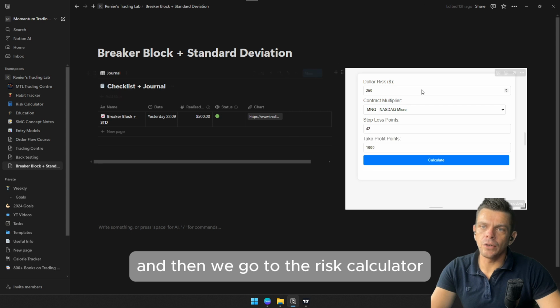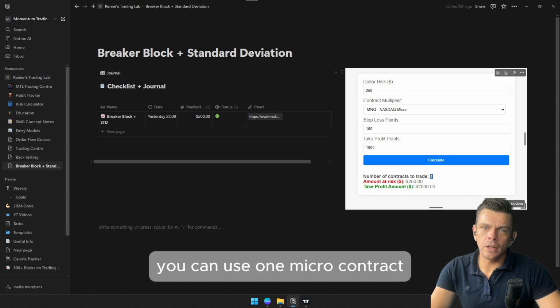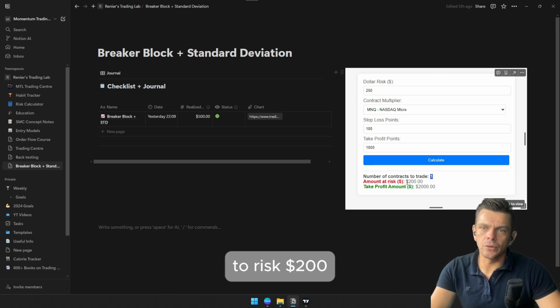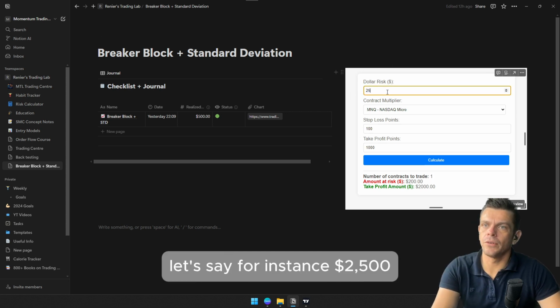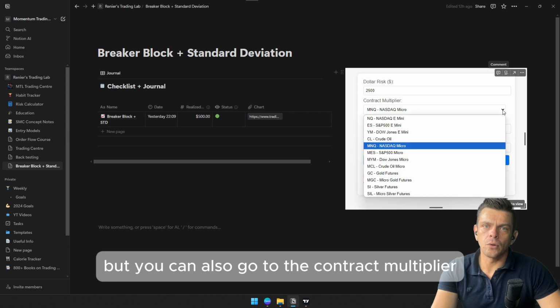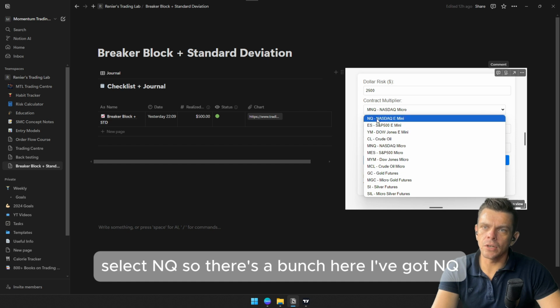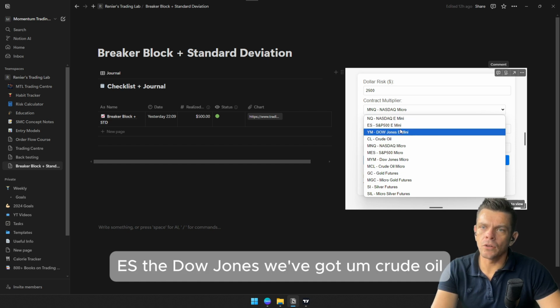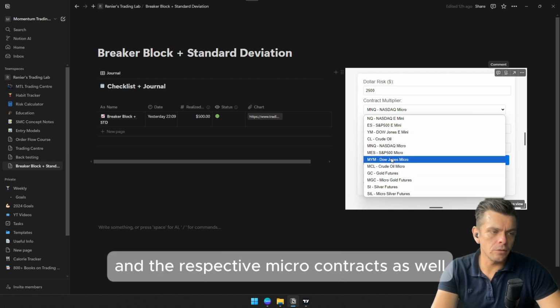And then we go to the risk calculator. We fill in 100 points is the stop loss value. Click on calculate, and it will show you that you can use one micro contract to risk $200. Let's say you have a bigger account where you can risk, let's say for instance, $2,500. Click on calculate. It will tell you that you can use 12 contracts, but you can also go to the contract multiplier, select NQ. So there's a bunch here. I've got NQ, ES, the Dow Jones, we've got crude oil, gold, and silver, and the respective micro contracts as well.